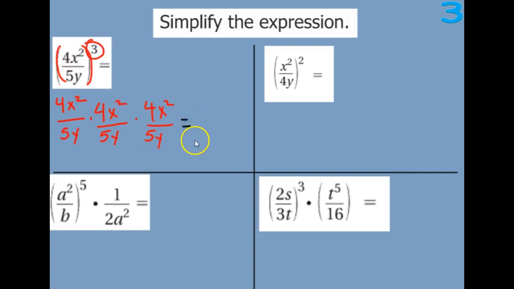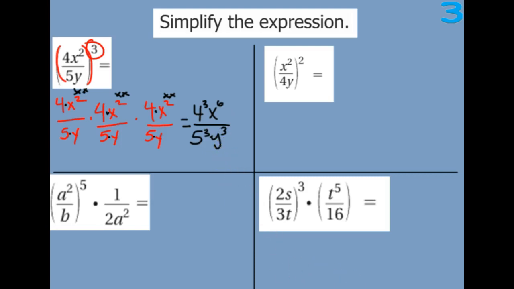And now I'm just going to simplify. I know this is all multiplied, 4 times 4 times 4, which is 4 to the power of 3. And on the top I have 2 x's here, 2 x's here, and 2 x's here. So 2 plus 2 plus 2 gives me x to the power of 6. If you're not sure, you can write those out. X, that's really 2 x's, this is 2 x's, and this is 2 x's. On the bottom, 5 times y, 5 times y, 5 times y. So we have 5 times 5 times 5, 5 to the third. And then y times y times y is y to the third.